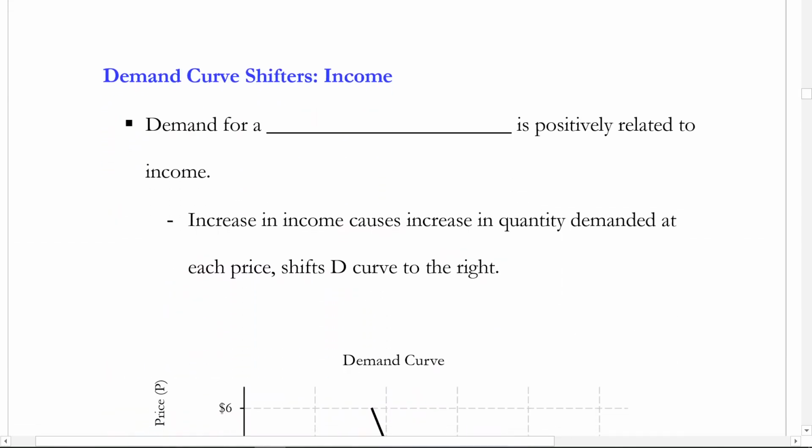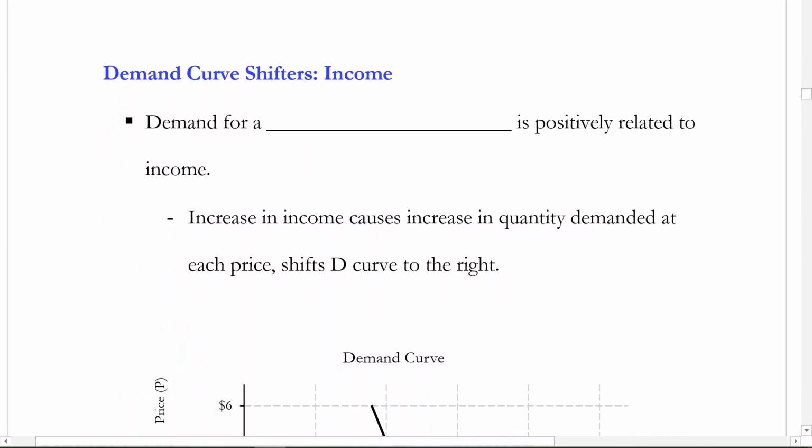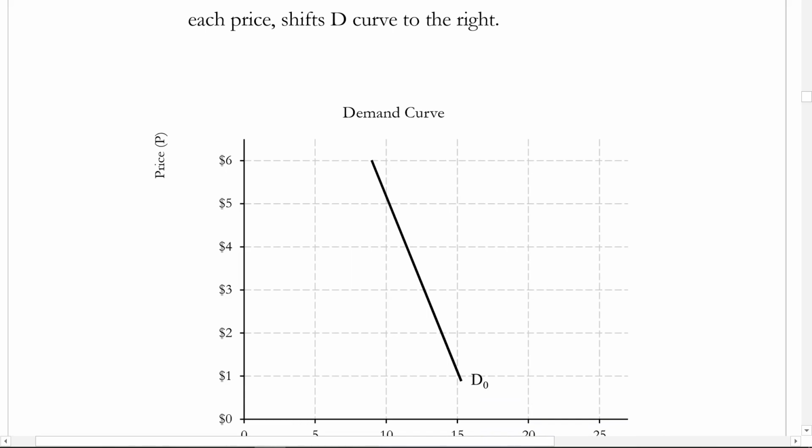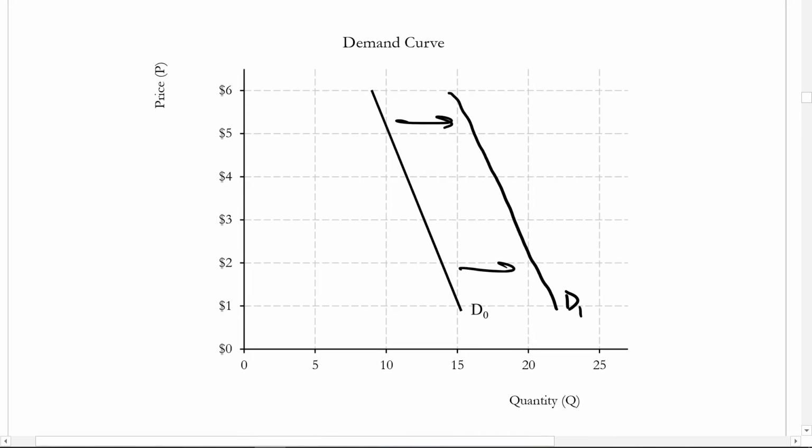Let's look at the next one, not the number of buyers, income. So we have two cases for income. For most goods, which we're going to call normal goods, if your income increases, if generally the incomes in the market increase, the demand goes up. So an increase in income increases the quantity demanded at each price. Just like last time, all of those quantity increases are going to result in an entire shift of the demand curve, an increase in demand.